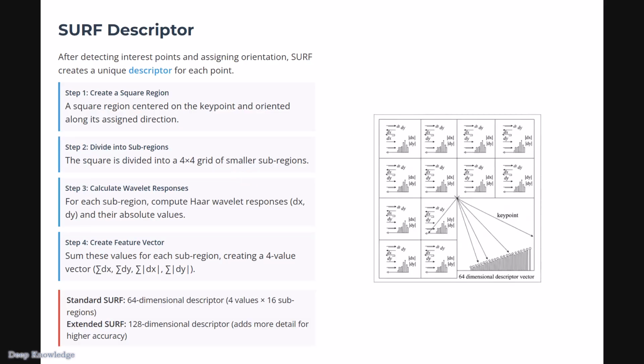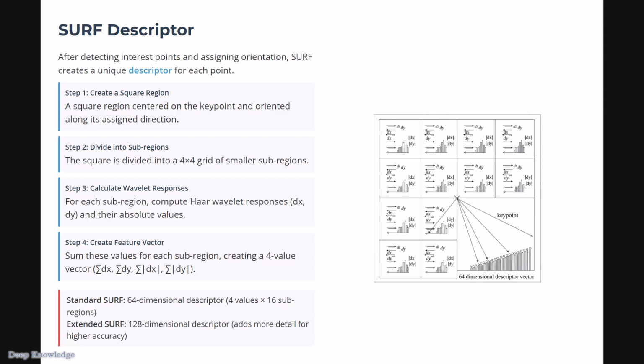So now they will try to find the descriptor of this interesting point. Once we have these oriented key points, we create its features, let's see, its fingerprint.